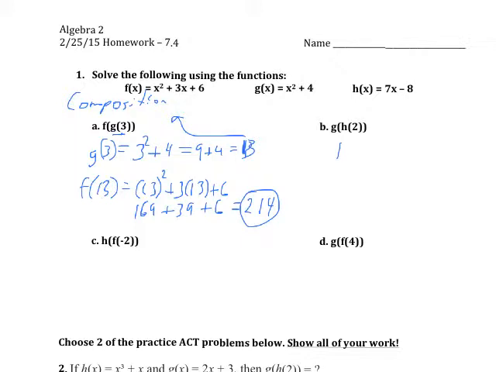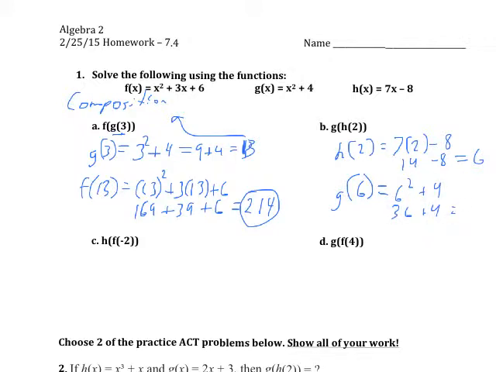Letter B, g of h of 2. So again, we start with the innermost part, h of 2. H of 2 means I need to do 7 times 2 minus 8. That's 14 minus 8. That's 6. So now I'm going to find g of 6. And so, let's see, that would be 6 squared plus 4. That's 36 plus 4. That is 40.